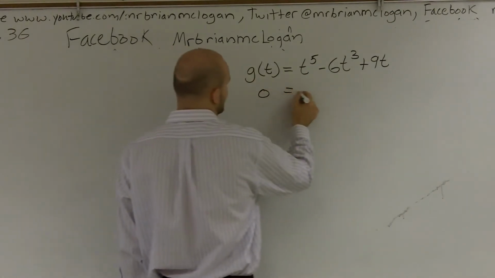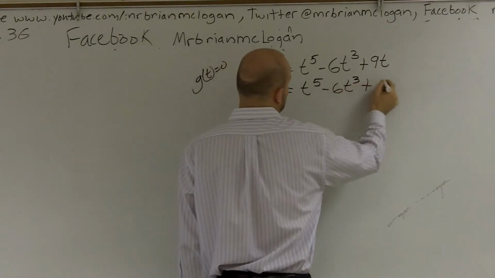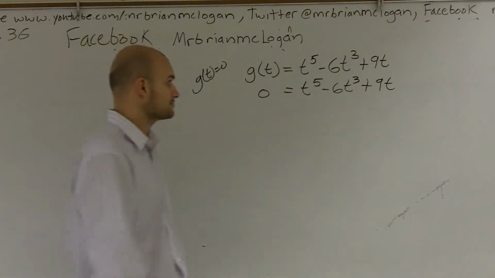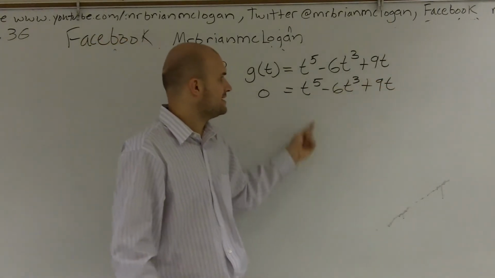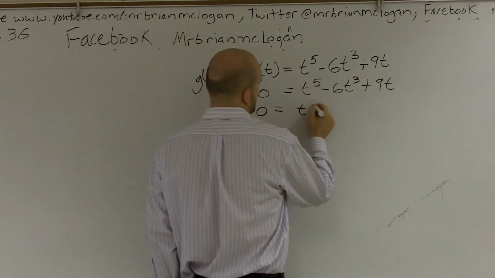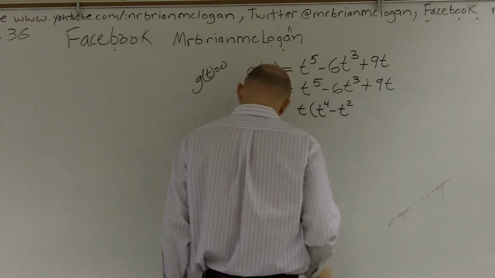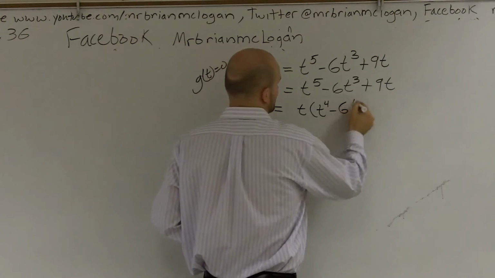Zero equals t to the fifth minus 6t cubed plus 9t. Next thing, factor out your t. All these share a t, so you can factor it out. There's a 6 there.